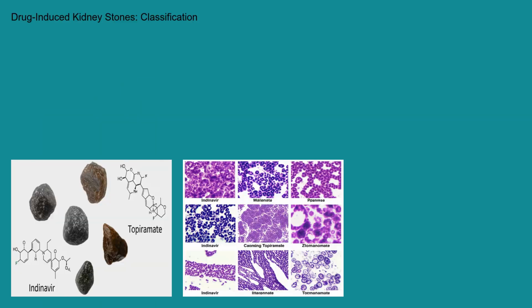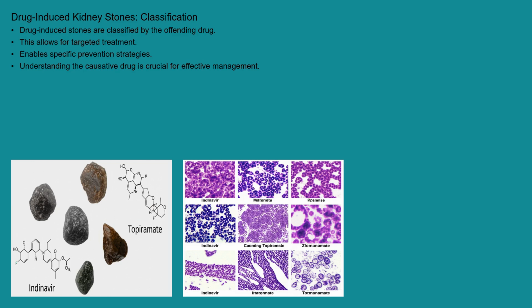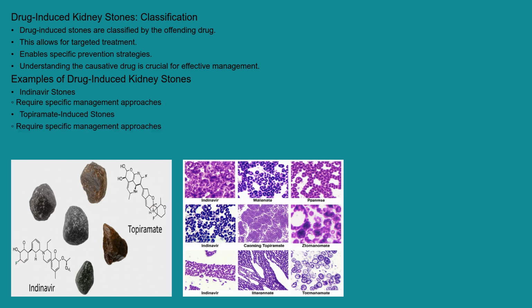present. While we don't classify drug-induced stones based on broad categories like calcium or uric acid stones, it's useful to classify them based on the offending drug. This allows for targeted treatment and prevention strategies. For example, we can speak of Indinavir stones or topiramate-induced stones, each requiring specific management approaches. Understanding which drug is causing the stone is crucial to effectively manage the condition.